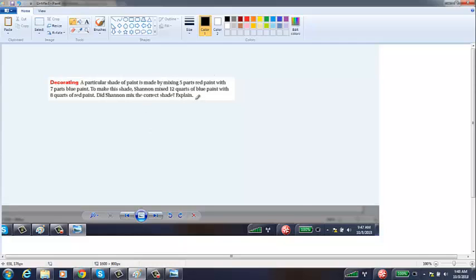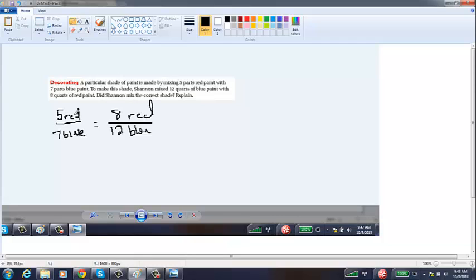So on this one, you got 2 different things. It gives you the ratio that it wants. It wants 5 red to 7 blue. So let's write that down. It wants 5 red to 7 blue. And what we're checking for this is, does it equal what Shannon did? Well, she has 12 quarts of blue, so we have to put blue with blue. Okay, and she had 8 quarts of red.